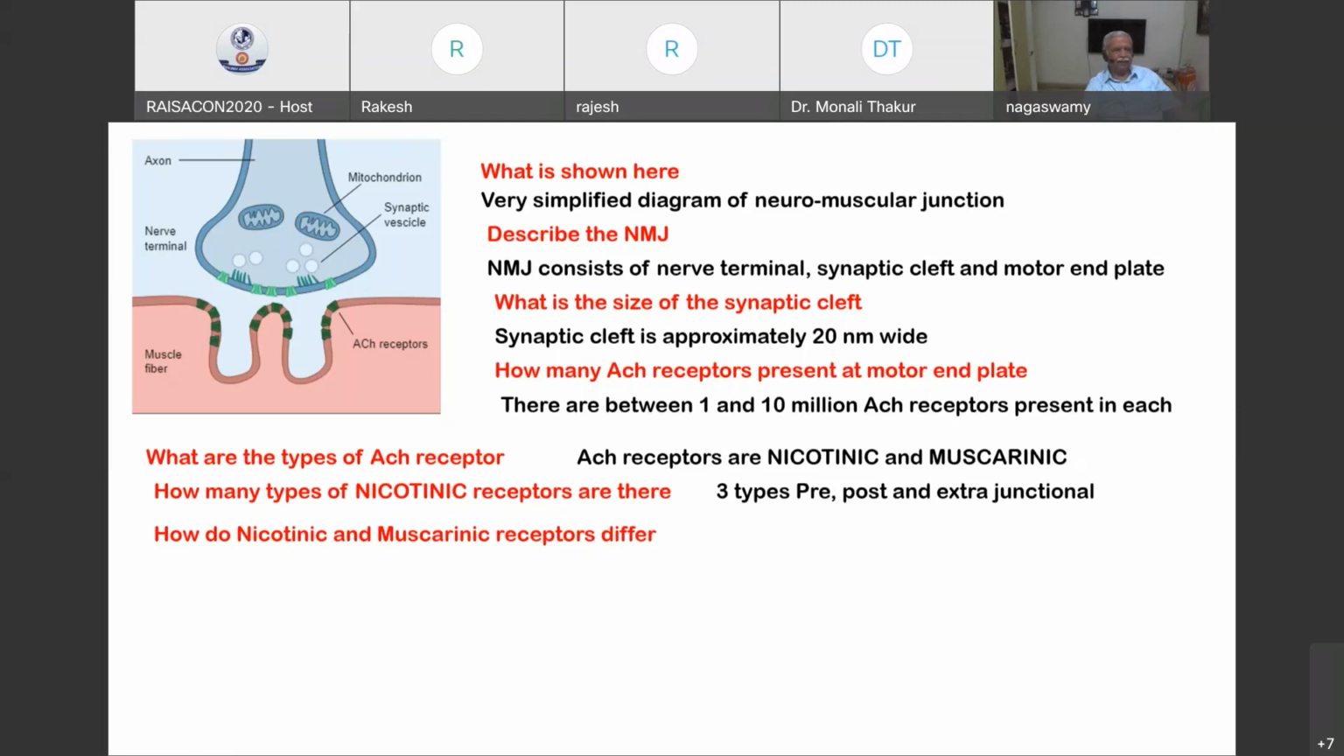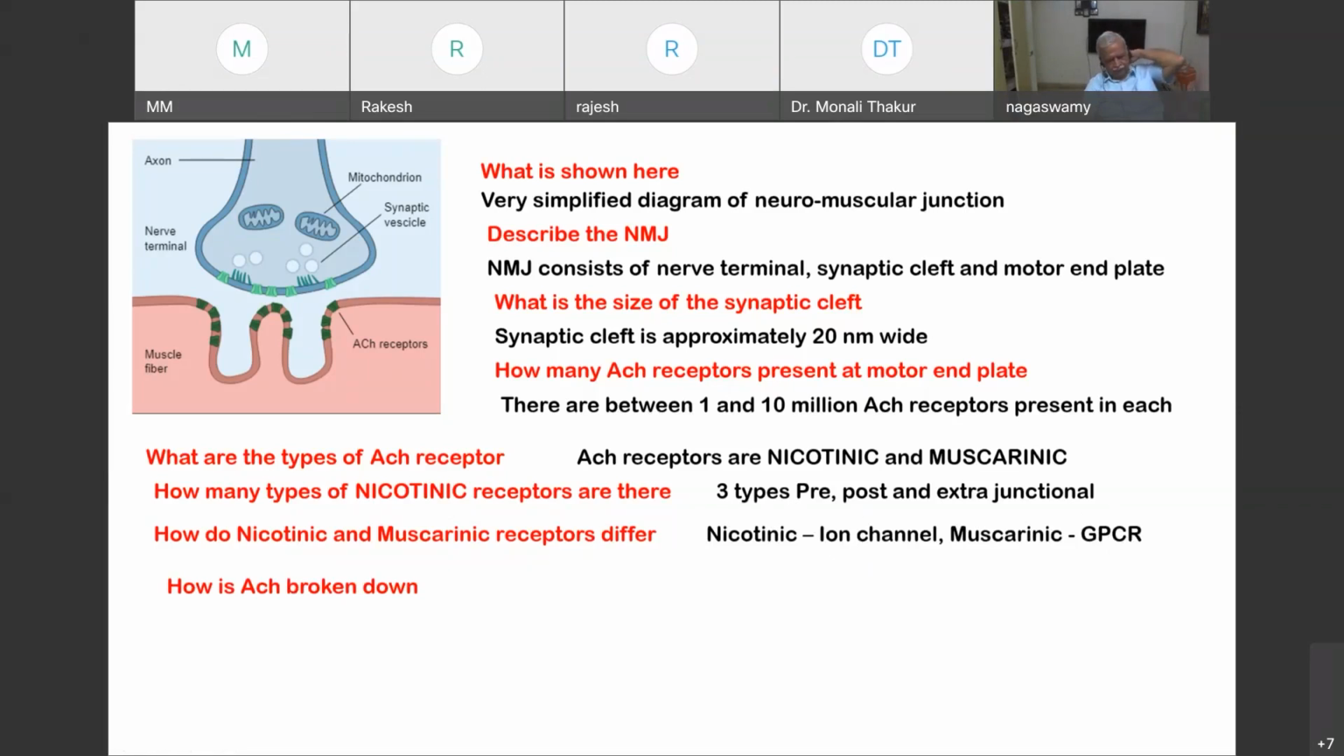Myasthenia gravis is the post-synaptic acetylcholine receptor. Lambert-Eaton syndrome. Eaton-Lambert syndrome. Very good. So nicotinic and muscarinic receptors: the difference is the nicotinic is an ion channel receptor, a pentameric protein, whereas the muscarinic are GPCR. What is the expansion of GPCR? G protein coupled receptors. Very good.